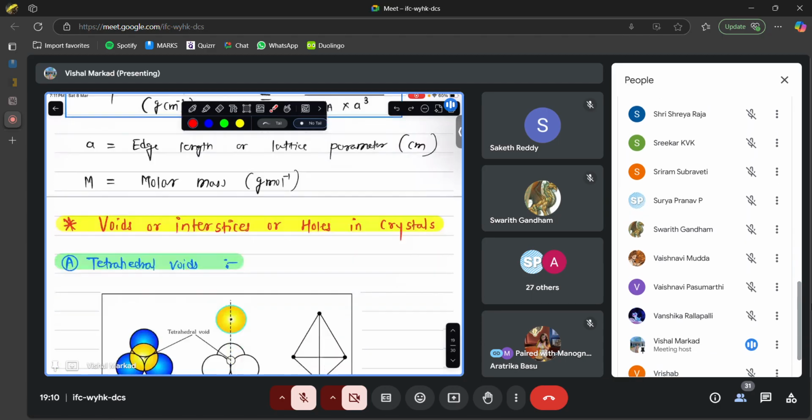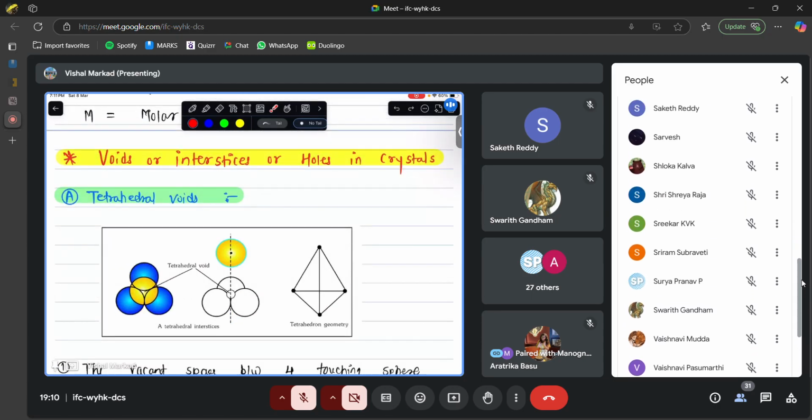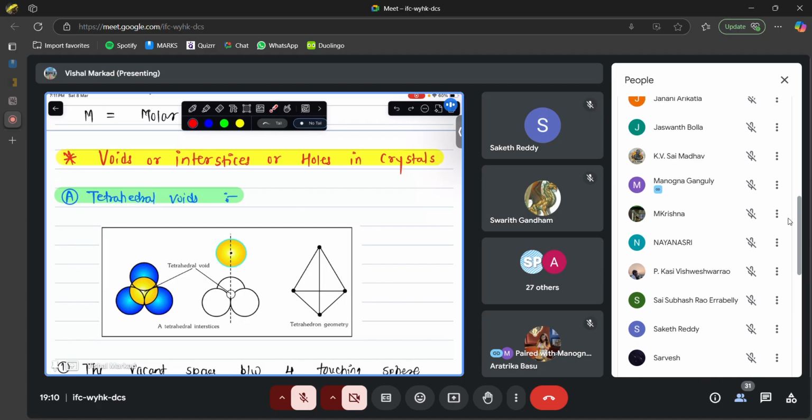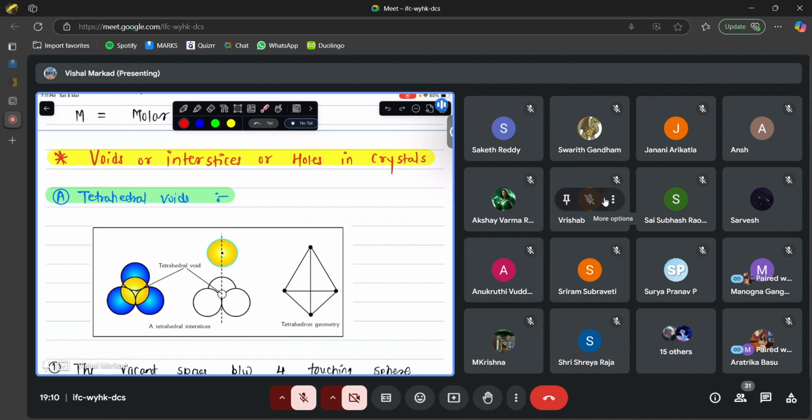Then you have voids, or interstitial spaces or holes, in the crystal. Simple thing: everyone might have seen a cricket ball, right? If you keep three cricket balls in your hand horizontally, there will be some space at the center. On that center, if you keep one more ball, still in between there will be a little bit of space from inside.